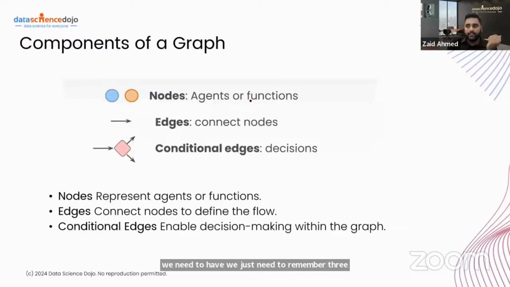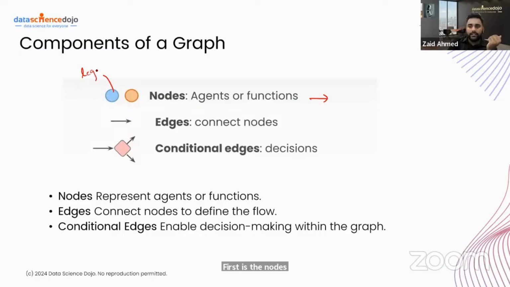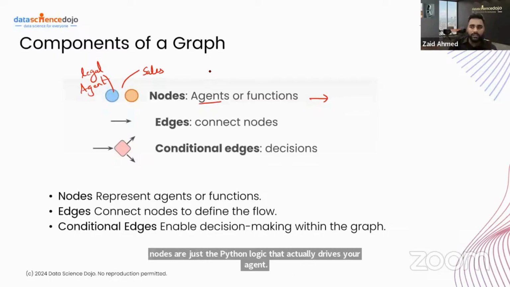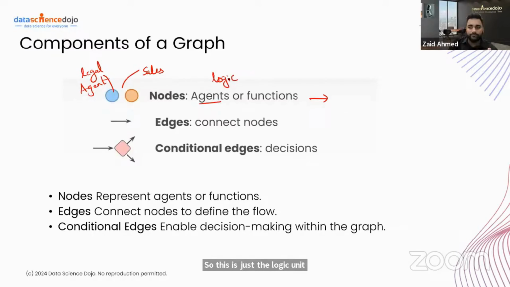In order to build a multi-agent workflow, we just need to remember three things. First is the nodes. Nodes are basically your legal agent, your sales agent. So nodes are just the Python logic that actually drives your agent. This is just the logic unit that actually drives your workflow.